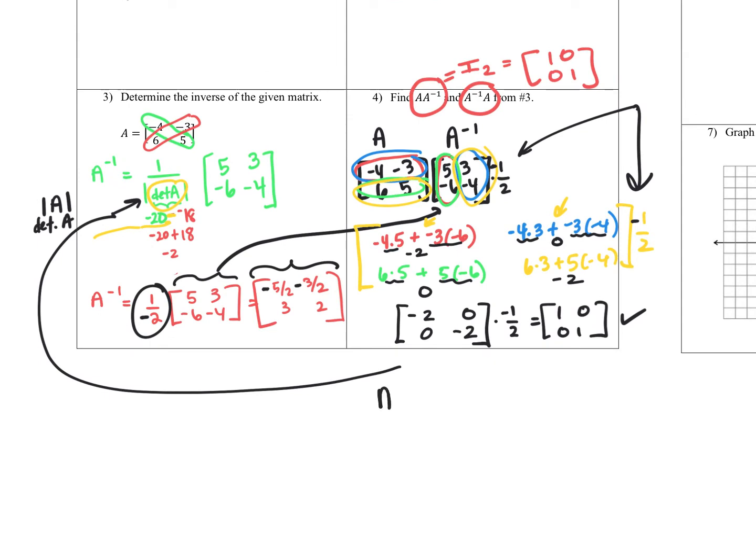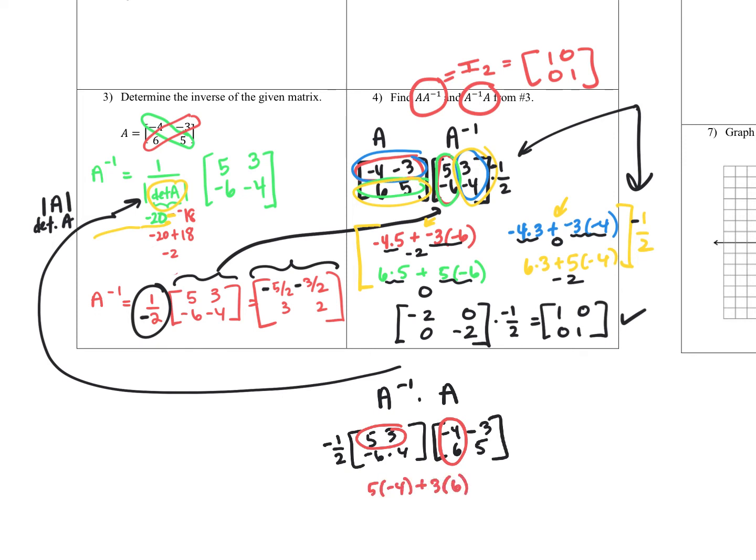So let's go the other way to make sure it also works. So A inverse times A. So again, A inverse is that -1/2, 5, 3, -6, -4. And our matrix A was -4, -3, 6, and 5. So we'll take the row times the column. So this is going to be 5 times -4 plus 3 times 6. And then 5, 3 times -3, 5. That's going to be positive 5 times -3 plus 3 times 5.